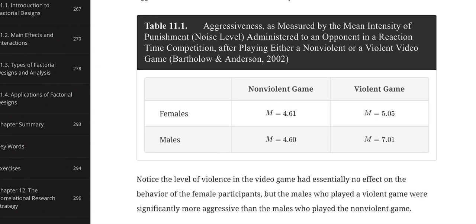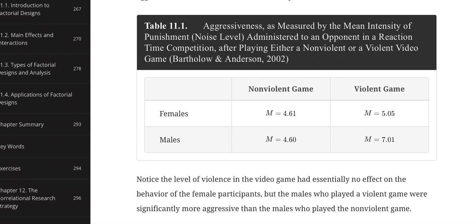These mean numbers would have changed, and so instead of the females and the males, the average probably would have been the same, because if you average 4.61 and 4.6, you're going to get about 4.6, right? But if you average 5.05 and 7.01 together, you see that that's going to lower the number. It's going to be closer to 6.